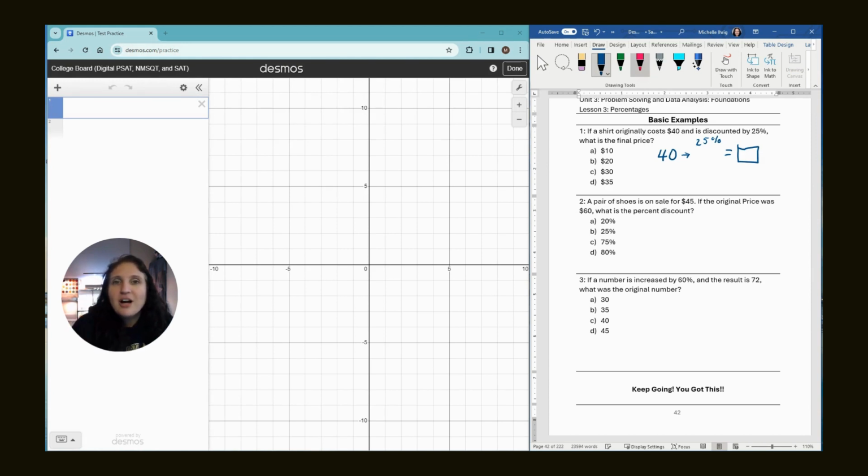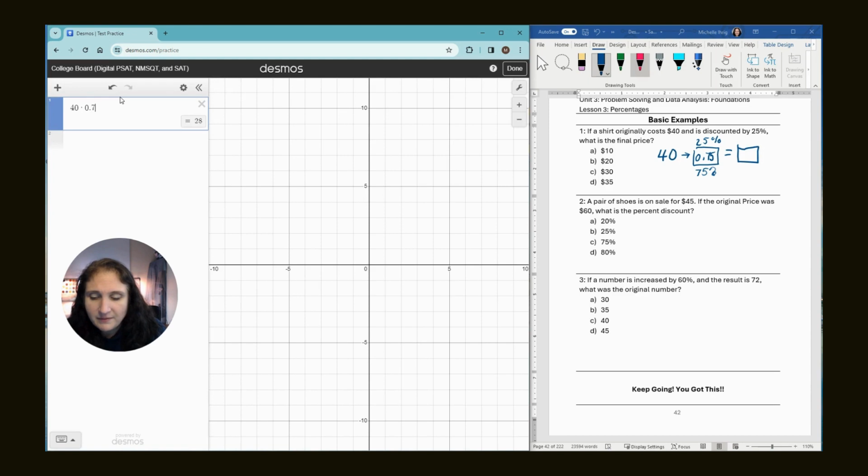So it's like you have $100, 100%. You spend $25. That's the discount. How much money is left? $75. So what we're going to do here is, instead of writing 25%, we have to write actually 75%, and we have to write it as a decimal. So I have 40 times 0.75, and I get my answer of $30.